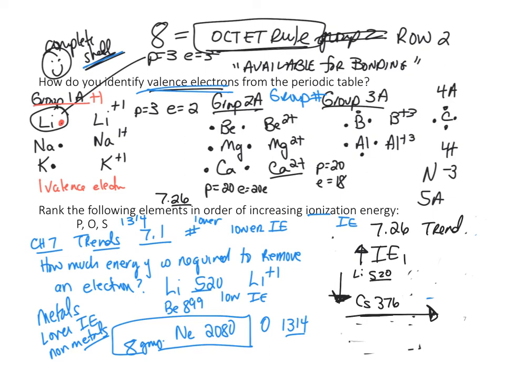Fluorine is 1681. So it increases going up and over. So increasing ionization energy is up and over. Your lowest ionization energies are going to be here, this is going to be your lowest, and this will be your higher, and then this will be the highest.